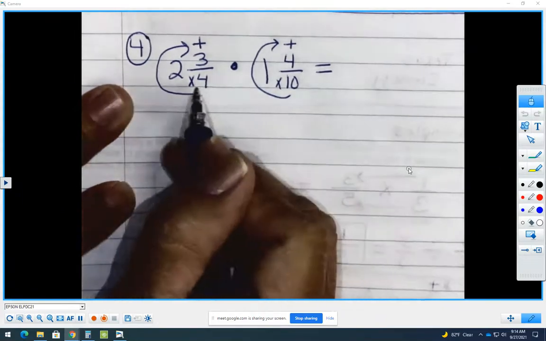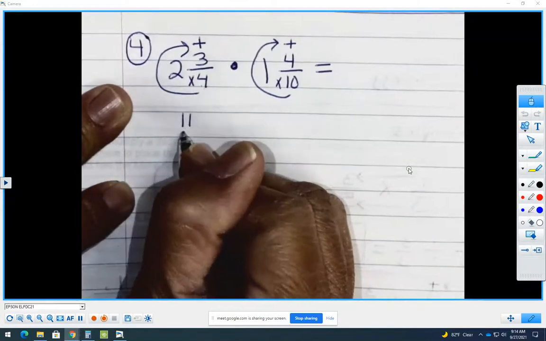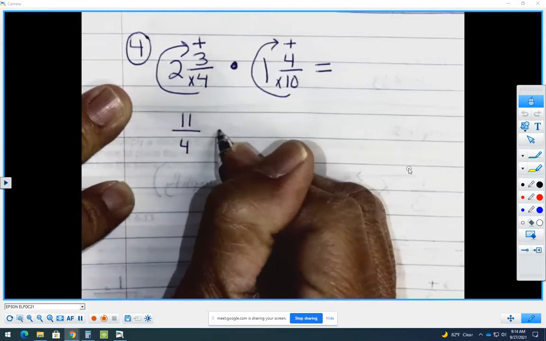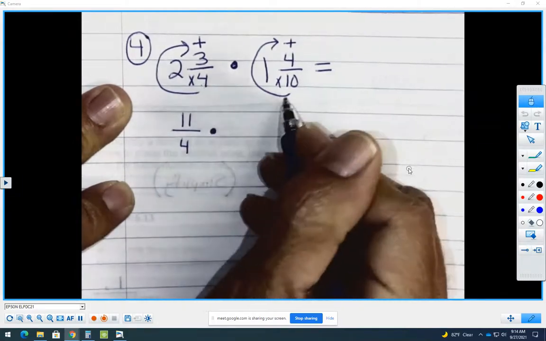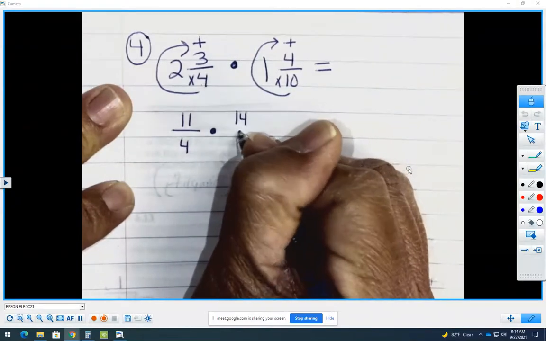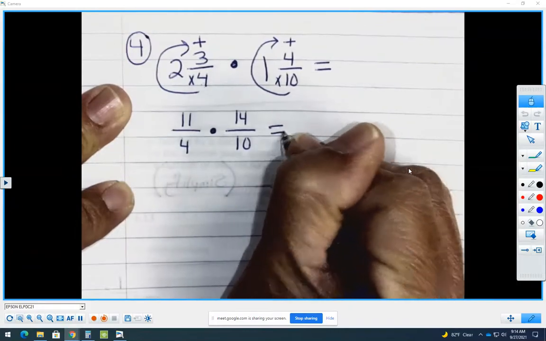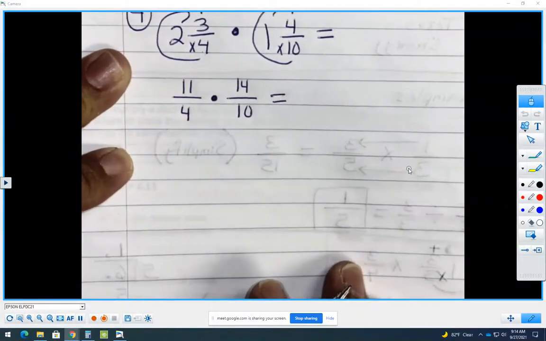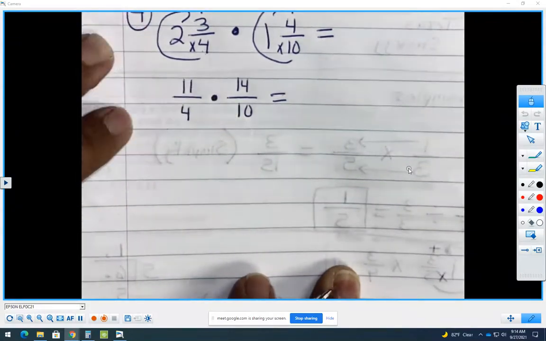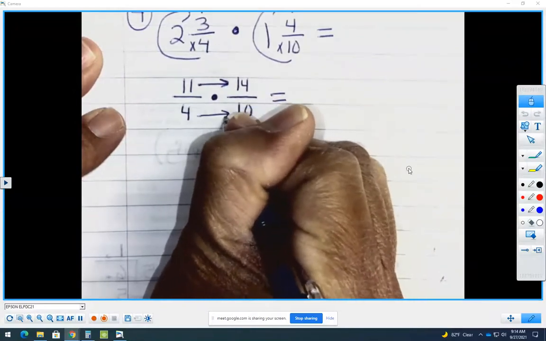So let's go. What's 4 times 2? 8 plus 3? 11. 11 on top. Who was at the bottom? 4. Stays there. 10 times 1 is 10, plus 4? 14. Who's at the bottom? 10. Okay, now we're ready to roll. Now we have fractions, right? Yes. Now we're okay. So I'm going to go across: 11 times 14 and 4 times 10.